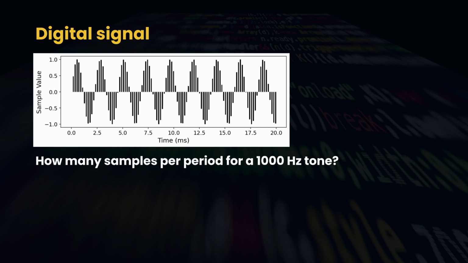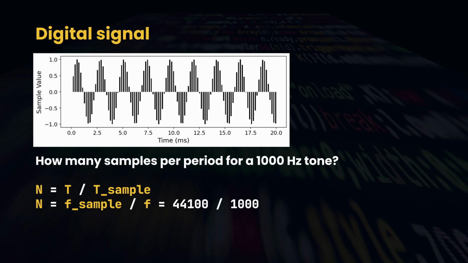So at least one period. Well, of course it's the period divided by a single sample period. And we know that periods are just inverses of frequencies, so we can rewrite it like this. And that's just sample rate divided by the frequency of 1000, which gives us at least 44 if not 45 samples to represent that sound.